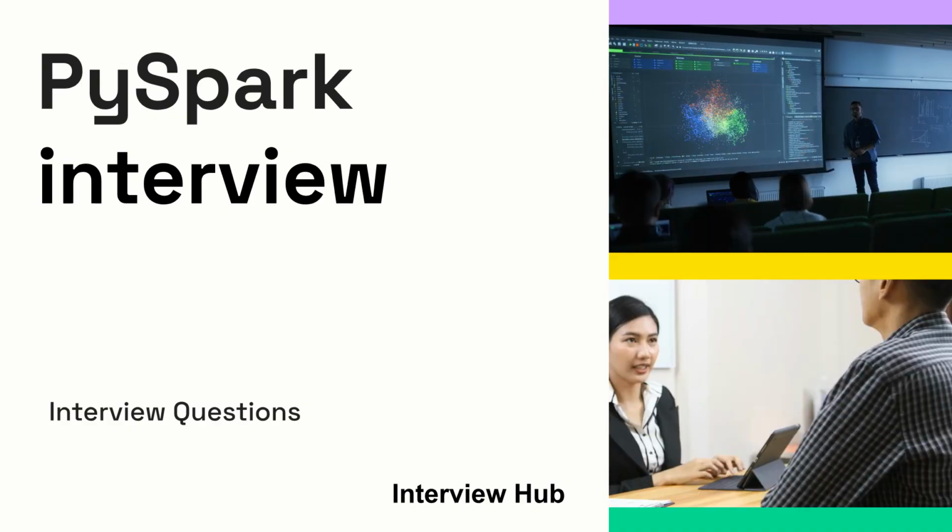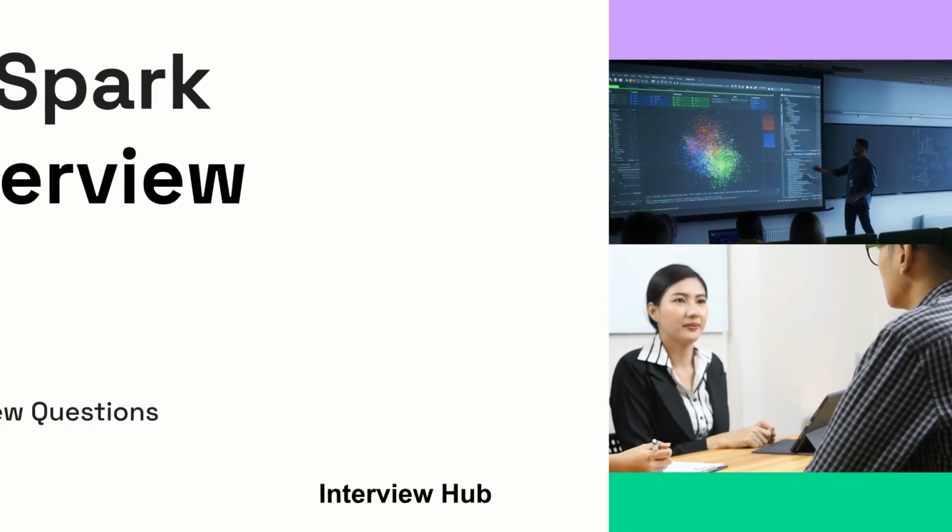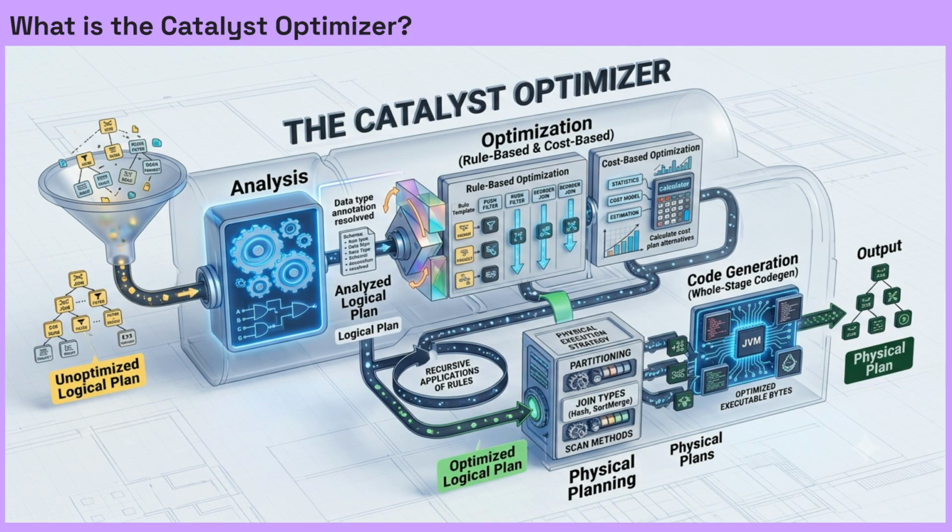Now, let's get started. What is the Catalyst Optimizer? Answer. The Catalyst Optimizer is Spark SQL's query planning engine.